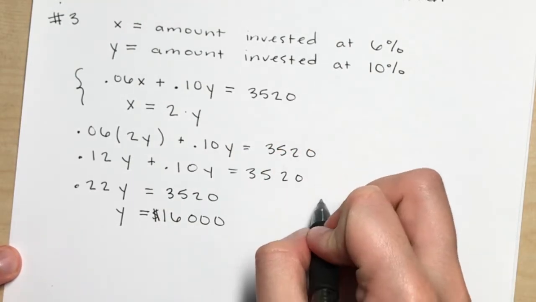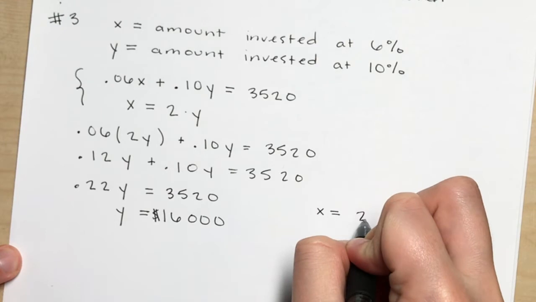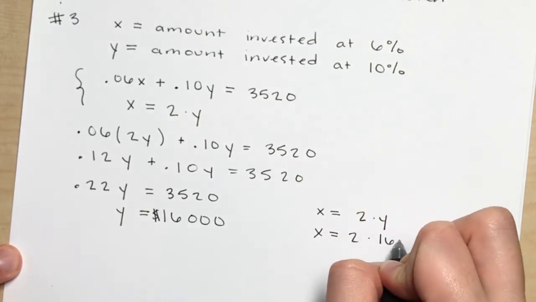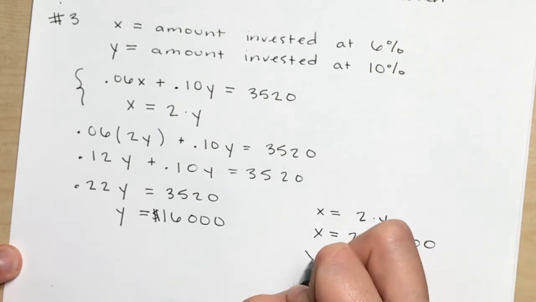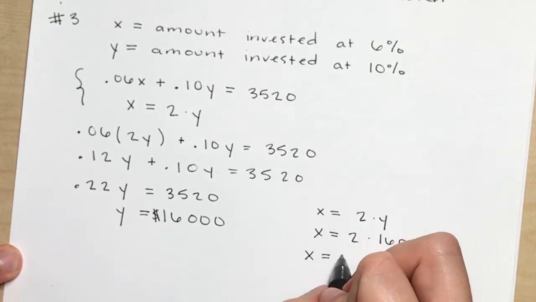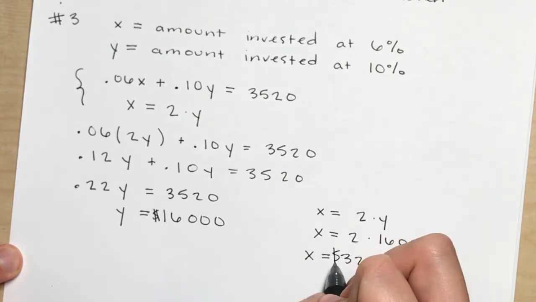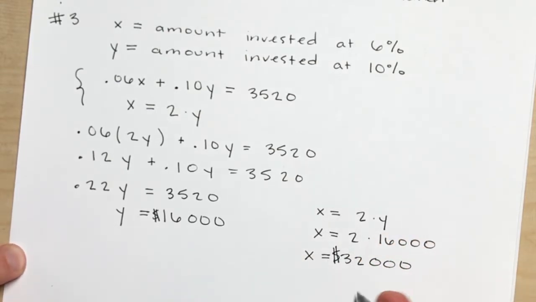We know that x equals 2 times y, so we know that x is 2 times 16,000, so x is 32,000. That is also a lot of money. So he's investing 32,000 at 6% and 16,000 at 10%. That's the answer.